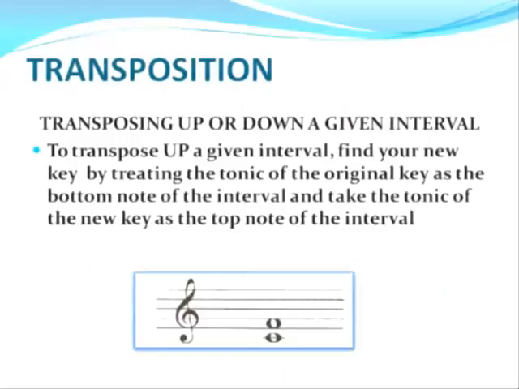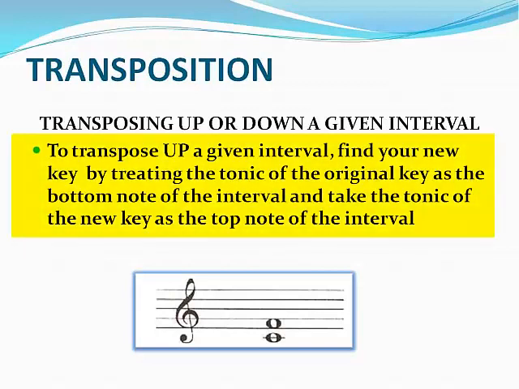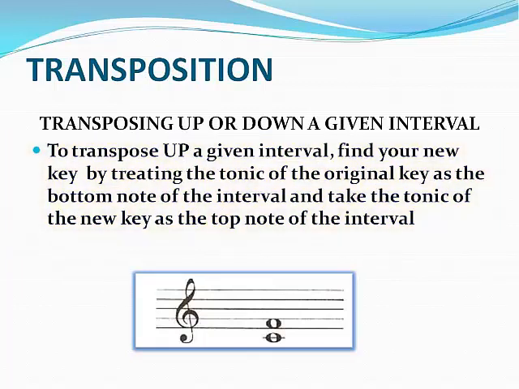When you transpose up a given interval, first find your new key by treating the tonic of the original key as the bottom note of the interval, and then figure out what the top interval should be. That top interval will be in the new key. In this example, the original key is C major. We're asked to transpose this passage up a perfect fourth. First, write your interval from C to F, and in C major, F is natural, which would make it a perfect fourth. So our new key would be F major.